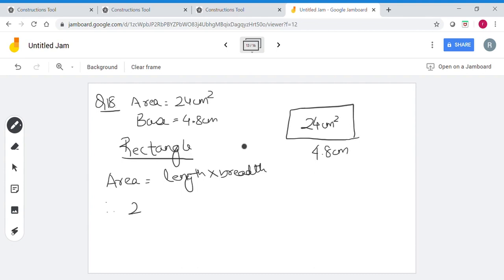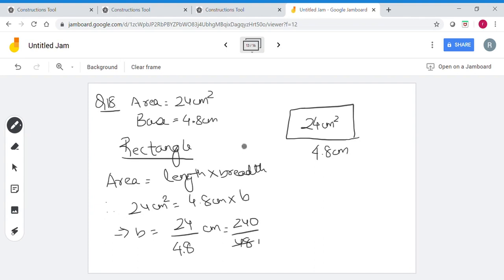Therefore, 24 centimeter square is 4.8 centimeter into breadth, which means breadth will be equal to 24 upon 4.8 centimeter. Let's divide. So this is 240 upon 48, which is 5. So this is 5 centimeter. So then this is 4.8 and this is 5. Now that I've got both the dimensions, how do I construct it?